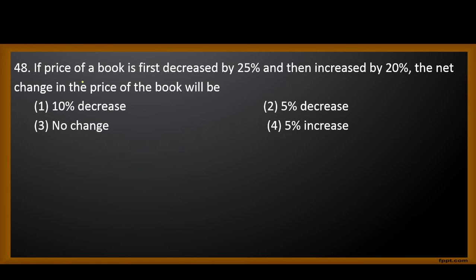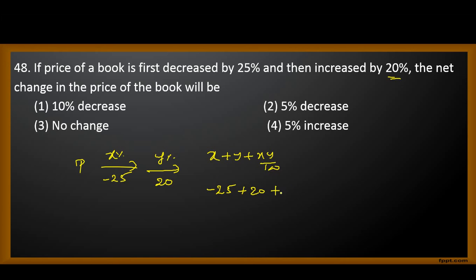See here, the price of a book is first increased by 25% and then decreased by 20%. The net change in the price of the book will be, see here, if the price first changes by x percentage and again changes by y percentage, the overall change will be x plus y plus xy by 100. If there is an increase, take positive. If there is a decrease, take negative. Now, here it first increased, so x is plus 25, and then decreased, so y is minus 20. Simply substitute here: 25 minus 20 plus 25 into minus 20 by 100, that is nothing but 5 minus 5.